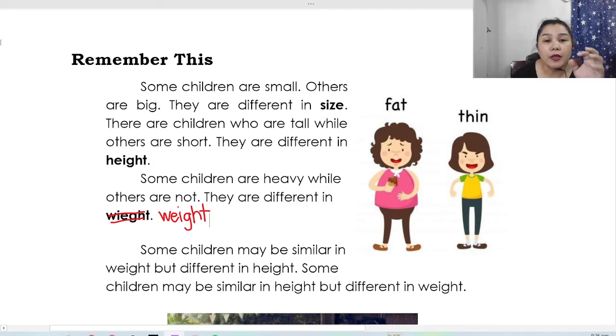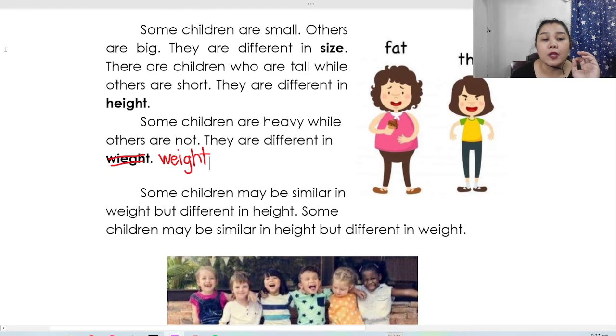So how are they different? How are children different? First is the size, next is the height, and last is the weight. Some children may be similar in weight. So meron pare-pareho. When I collected the data, merong halos pareho ang weight. And then, ang iba naman yung height.